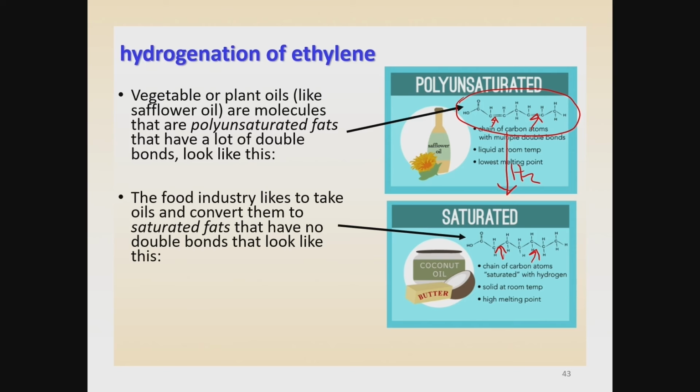And so, for example, they are in margarine and they're in butter, and they're also in a lot of snack foods because saturated fats tend not to oxidize or rot as quickly as polyunsaturated fats do. So the food industry is really interested in this particular reaction of taking polyunsaturated fats with double bonds and converting them to saturated fats with single bonds.